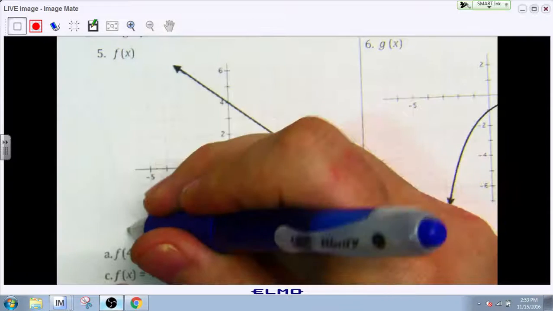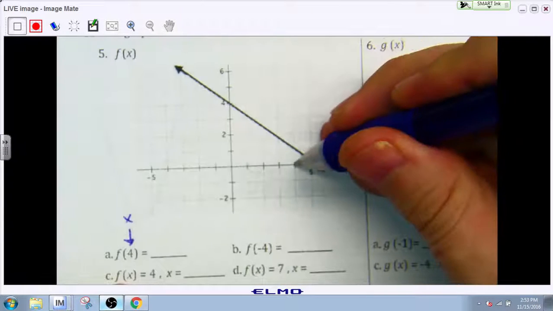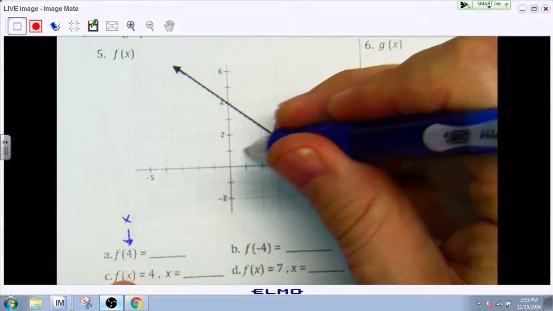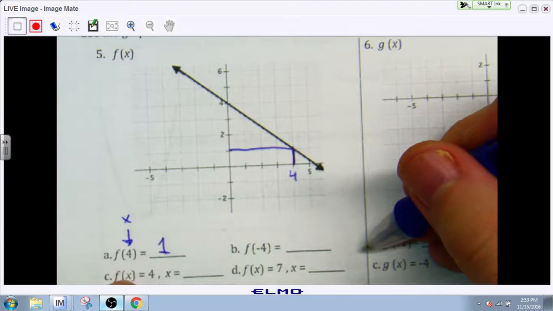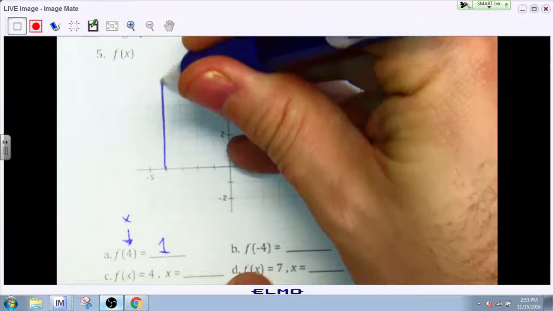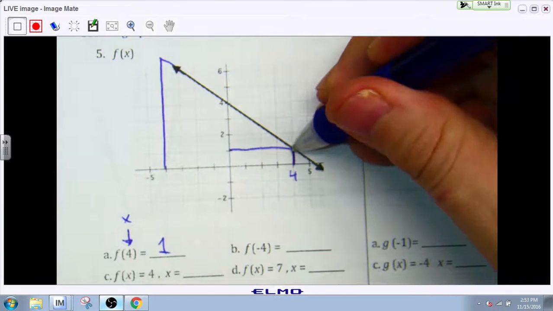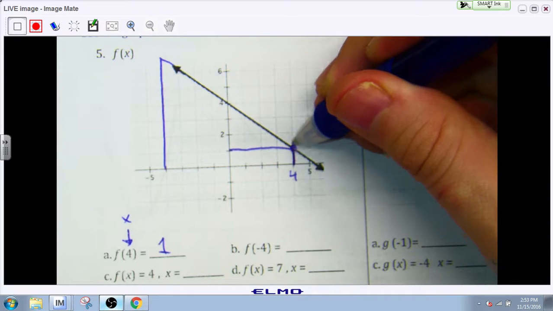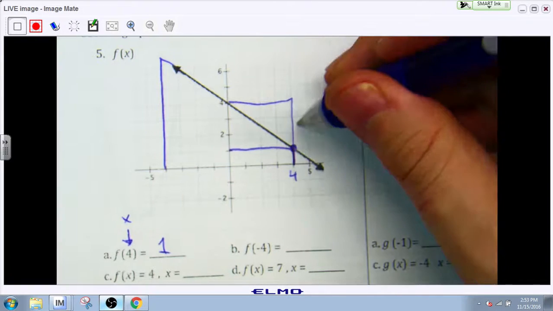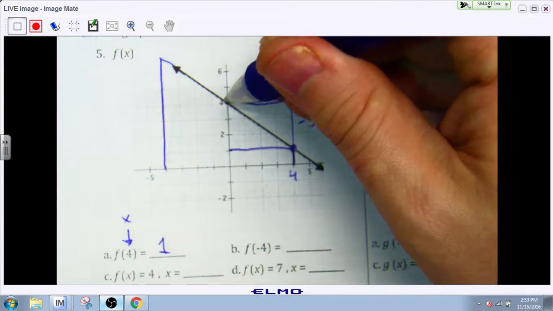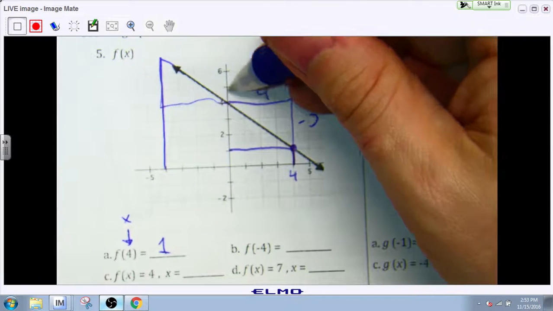So f of 4, that's our input. So I got to find where 4 is, and it's right here. That's 4, where our x is. And so I get 1 out of that. F of negative 4. Here's negative 4. I can't quite tell where it's going, so I'm going to have to get a little bit creative. Can I see what the slope is? Maybe. This goes up. So it looks like my slope is a negative 3 over 4. So that means if I went over 4 this way, I got to go up 3 this way. So that's going to be 7.